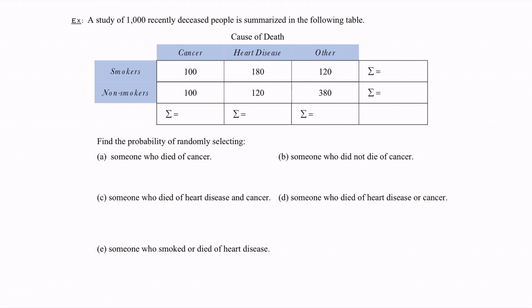So in the first column, here we have the people that died of cancer. We have 100 smokers, 100 non-smokers that died of cancer. So summing up just that first column, we have 200 people that died of cancer. In the second column, we have 180 plus 120 will be 300 people that died of heart disease. And then for other causes, 120 plus 380 will give us a total of 500 who died of other causes.